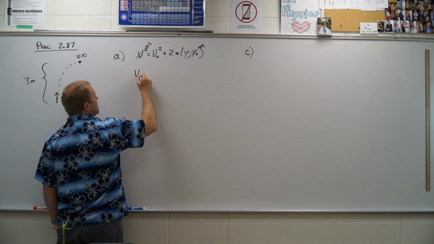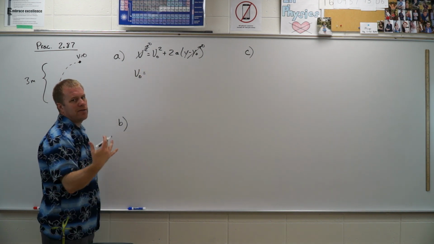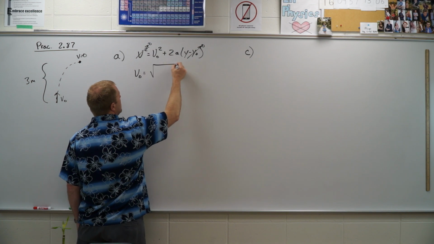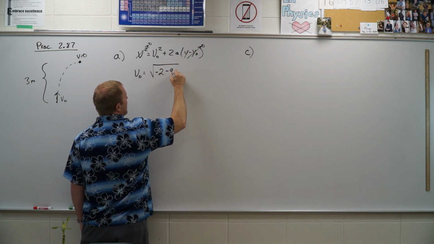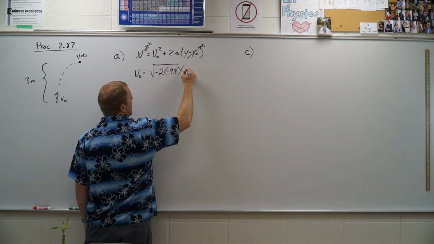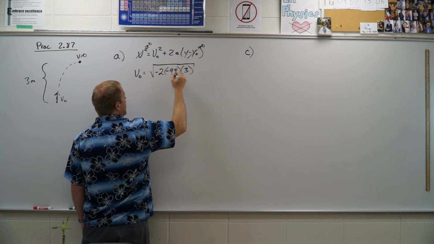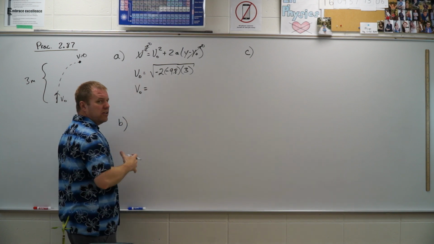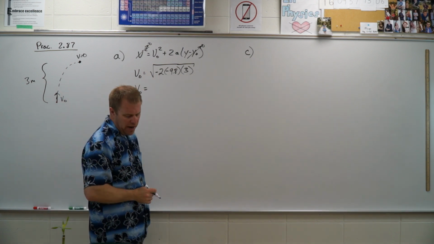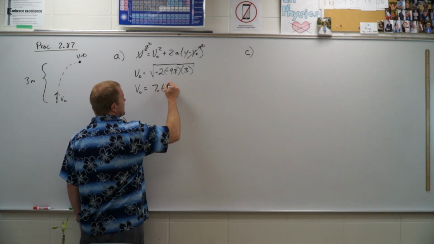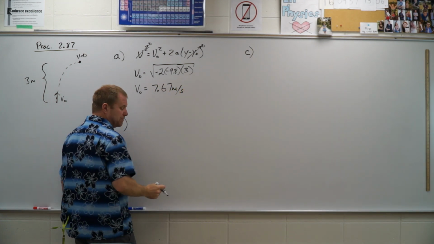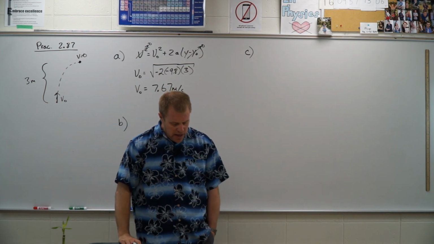And so v naught is going to be plus or minus, the plus square root of negative 2 times negative 9.8 times the height, which was 3. And so the initial velocity required so that it will just reach the ceiling, it won't actually run into it, it'll come to a stop there, is going to be 7.67 meters per second.